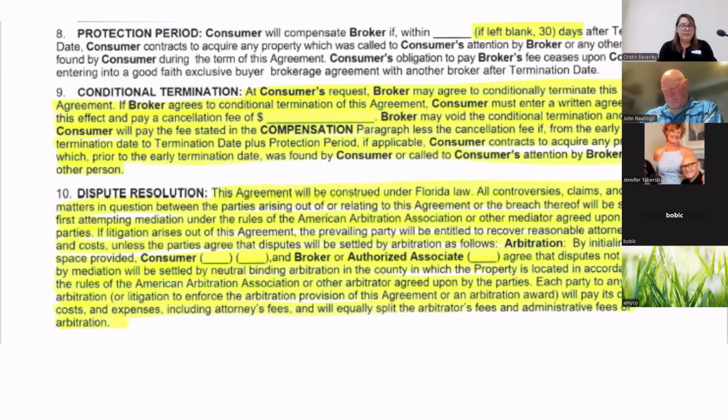So if you have a 6-month contract with someone and after 3 they ask you to terminate it and you agree, and then they go and try and purchase property you called to their attention or they found while they were under contract with you, again, they still owe you that compensation.